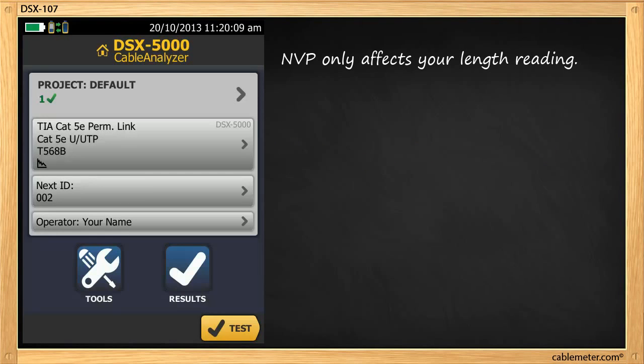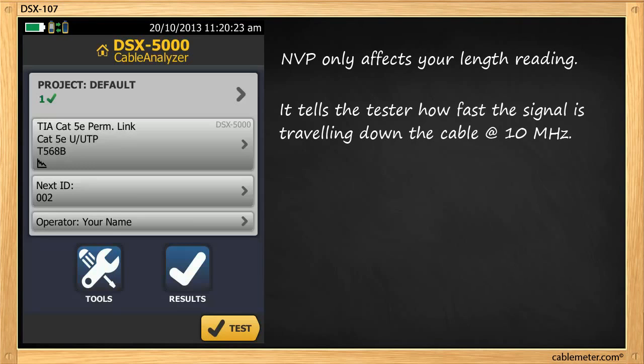The NVP value only affects your length reading. It has no impact on your NEXT and crosstalk, insertion loss, return loss, or any other frequency-based measurements, not even propagation delay or delay skew. The NVP value tells the tester how fast the signal is traveling down your cable at 10 MHz.